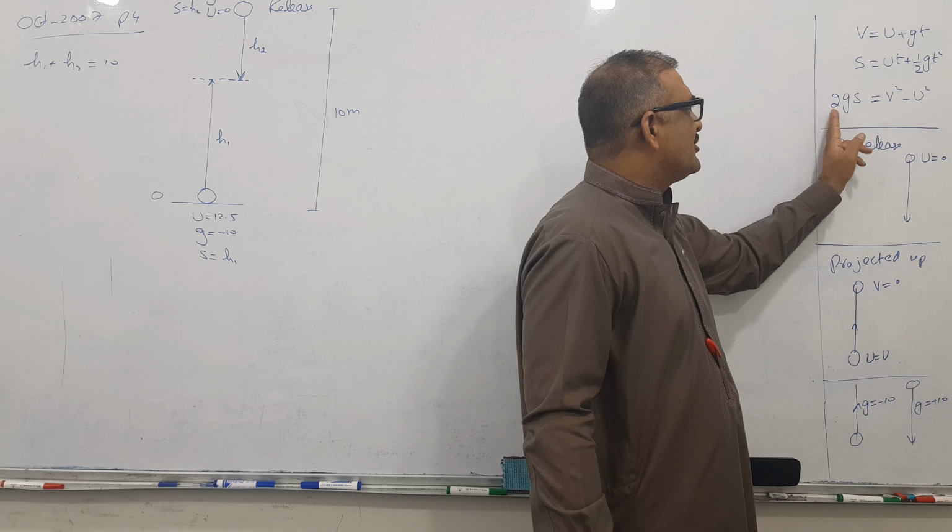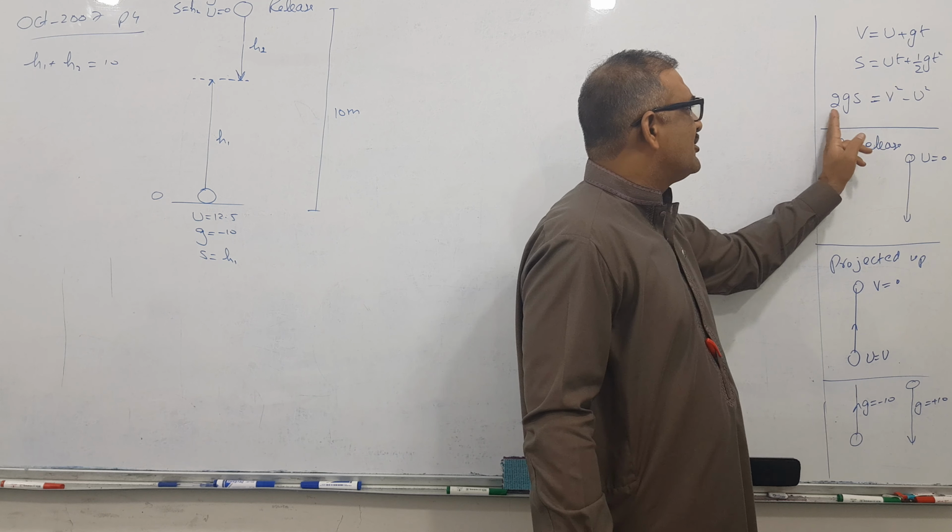And when a particle is released, the starting speed is always 0, and when a particle is thrown up, we have a starting speed, but the last speed is 100% 0. And this is very clear: going upward, gravity is negative 10, and coming downwards, gravity is positive 10.